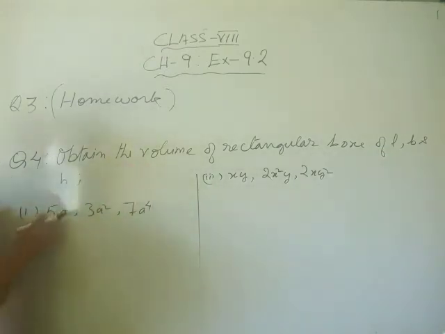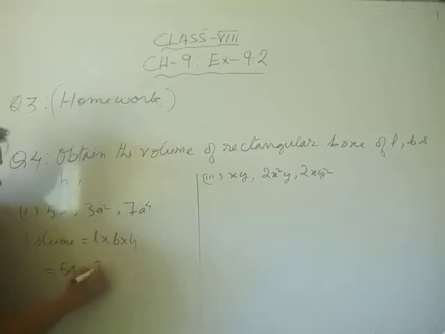In question number 1, the expressions are 5a, 3a square, and 7a power 4. Now these are their dimensions, length, breadth, and height. In each of the questions, three expressions are given. These three are the length, breadth, and height, and we know that the volume is length into breadth into height. So here, length will be 5a, into breadth 3a square, into height 7a4.